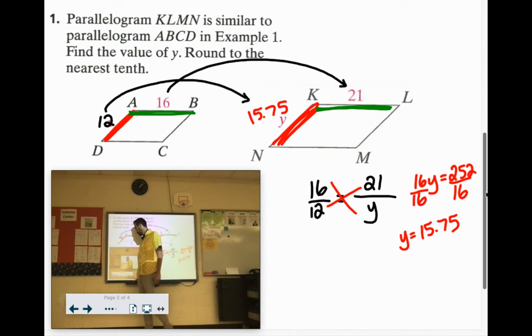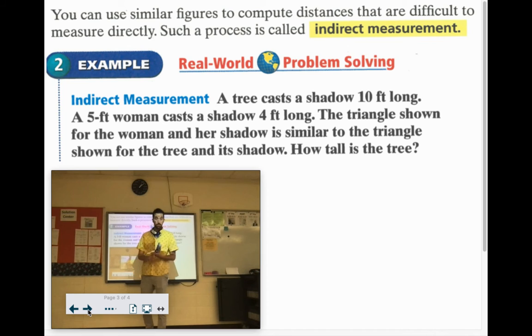Now, the story problems they love here are scales of maps and shadows. So using shadows can be an indirect measurement. Like you could figure out how tall a tree is by measuring the shadow of the tree and then comparing that to how tall you are compared to your shadow. So tons of story problems like that.